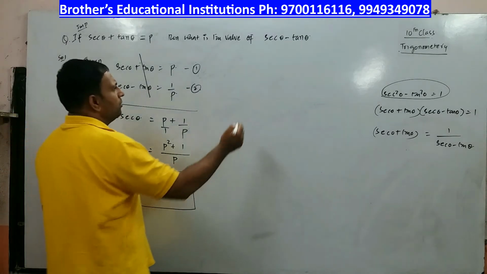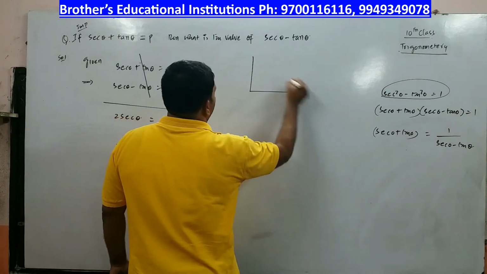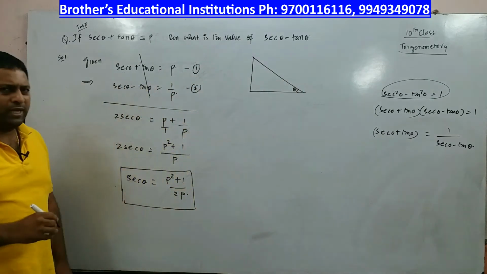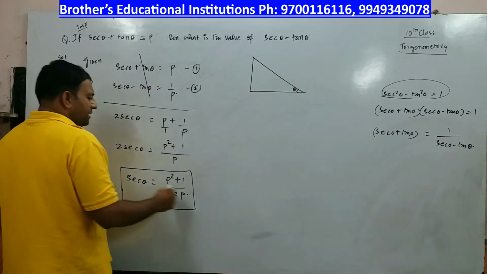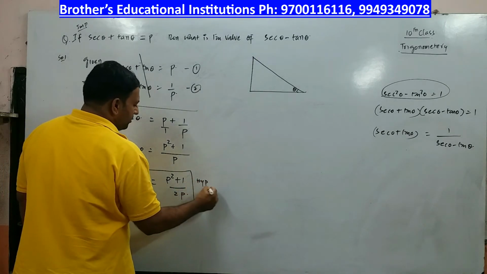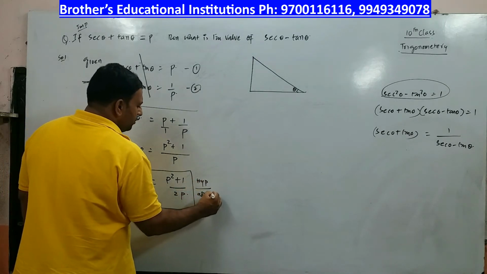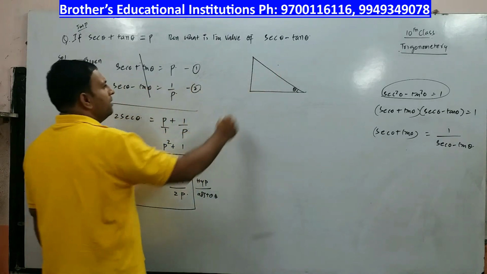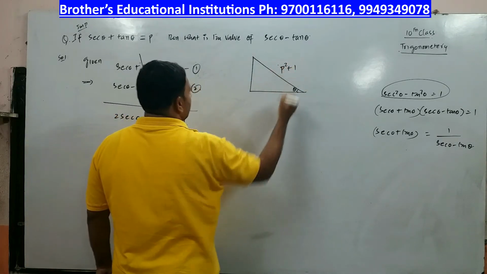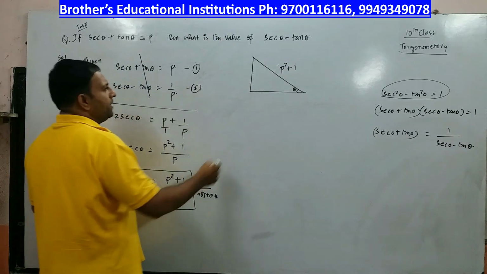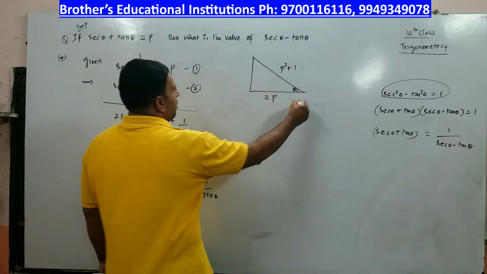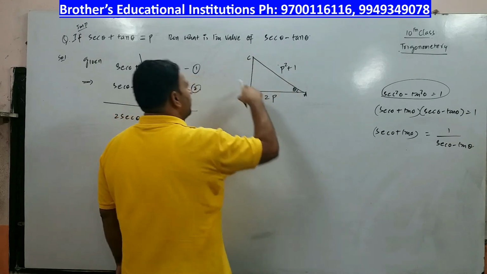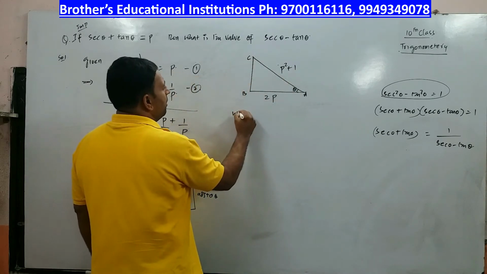Now, what am I going to do? I am going to draw the triangle, call this angle theta. Now, as per the ratios, secant is equal to hypotenuse by adjacent to theta. So, secant is hypotenuse by adjacent. What is the hypotenuse value here? P square plus 1. And 2P is adjacent to theta. So, I will call this A, this is B, this is C. Hypotenuse is P square plus 1, adjacent is 2P. Now I have to find BC.